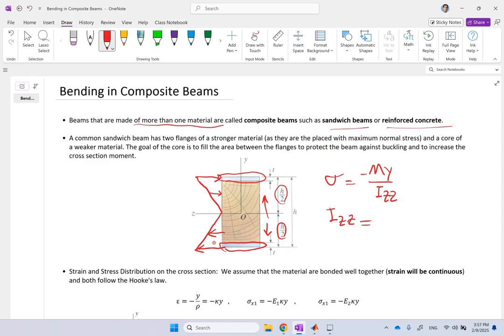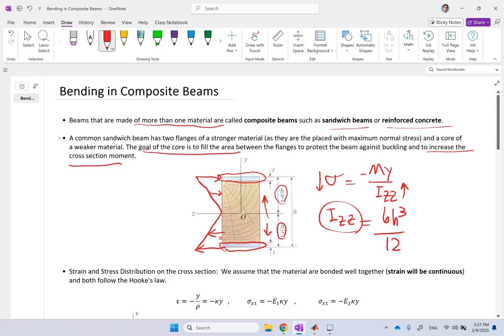And remember, if the whole thing is H and B, that was BH cubed over 12. So if I can increase this H even by a small percentage, because it's cubed, I'm going to make this I much bigger, and bigger I means a smaller stress, as I said. So not only do I fill this area between them that does not carry too much stress, I can also increase the cross-section moment of inertia and bring down the stress. Also, it is going to support against buckling, that we'll see later. So the best way to do it is something like that.